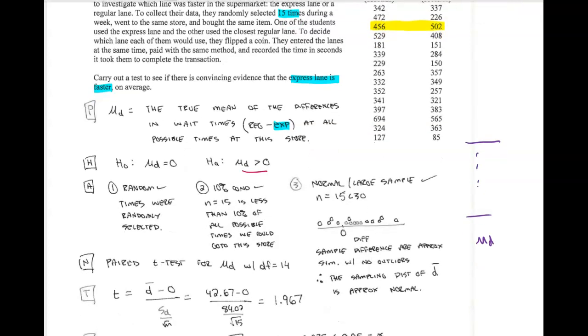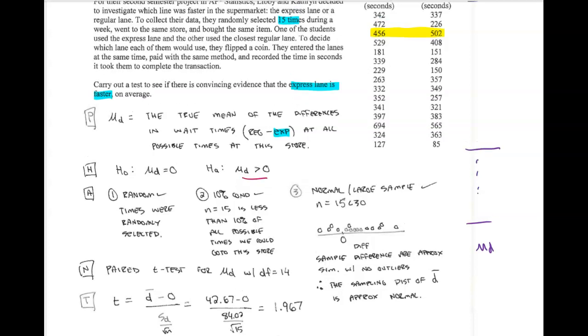Check the conditions. I did do sampling. I sampled the times, so the times were randomly selected. The 15 times were randomly selected. 10% condition: 15 times is less than 10% of all possible times. I could go to the store any one of hundreds or thousands of times. Now, to check the third condition, my sample size is small, so I can't use the large sample. I can't use the central limit theorem. So I need to look at my data.